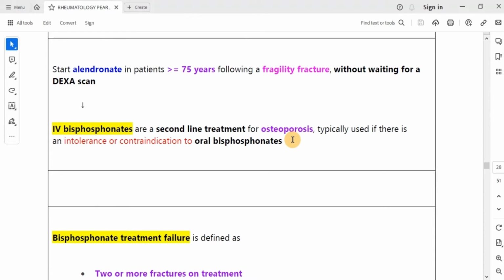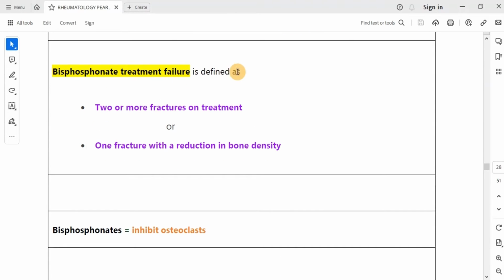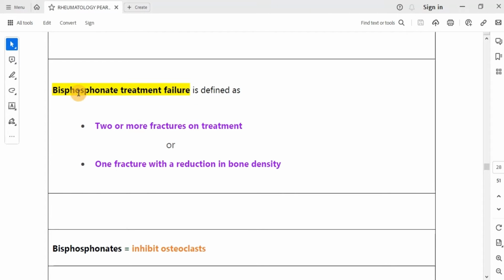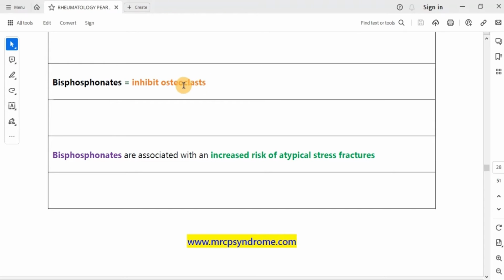So what is the commonest side effect of oral bisphosphonate? Dysphagia. Yeah, esophagitis and dysphagia. Bisphosphonate treatment failure is defined as 2 or more fractures on treatment, or 1 fracture with reduction in bone density. So how to treat the patient with bisphosphonate treatment failure? Go for denosumab. Bisphosphonates inhibit the osteoclast. Bisphosphonates are associated with increased risk of atypical stress fracture.